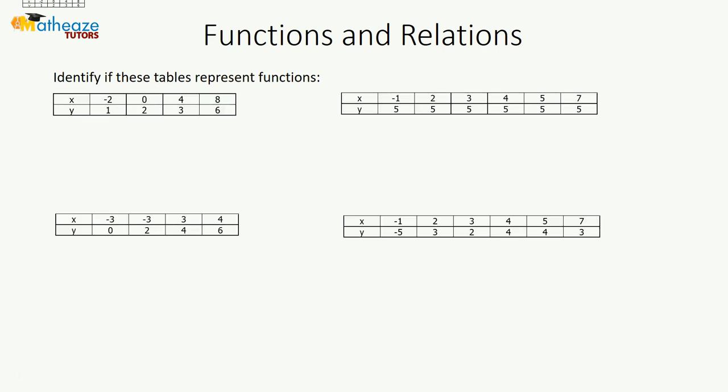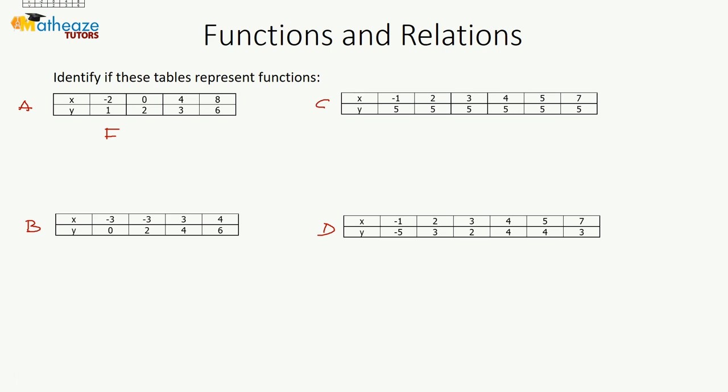Now let's look at these tables and see if we can identify the ones that are functions and the ones that are not functions. So for it to be a function, each of the domain values must have only one range value. So if we look at this table, let's call this table A, let's call this one B, let's call this C, and let's call this D. So table A, you can see that each of the domain values have only one range value. So we'll call this a function.